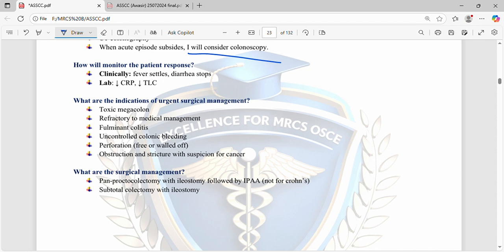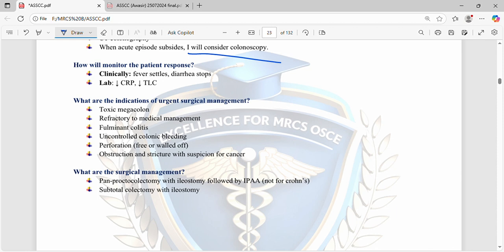What are the indications of urgent surgical management? Toxic megacolon. Okay, so in these surgical conditions, you will go for surgical intervention when there is toxic megacolon. Toxic megacolon is a complication of IBD, inflammatory bowel disease, and it can occur refractory to medical management. Fulminant colitis, uncontrolled colonic bleeding, perforation free or walled off, obstruction and stricture with suspicion of cancer.